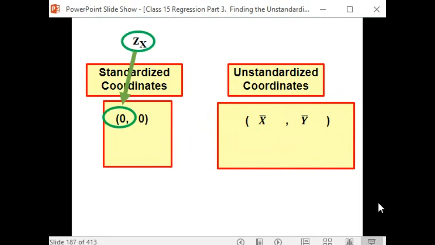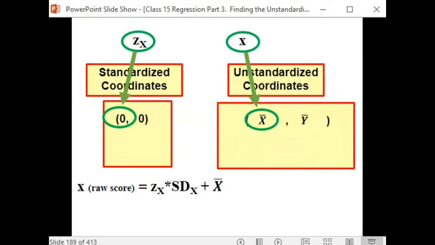If we start with the z of x, which is the first standardized coordinate of the point of averages, we can use it to find x, which is the first unstandardized coordinate of the point of averages. And we'll use the equation for transforming a z-score into a raw score. X, that's the raw score, is equal to the z of x times the standard deviation of x plus the mean of x. Now, we've used this equation many times before to transform a z-score into a raw score, so we know how to do this.